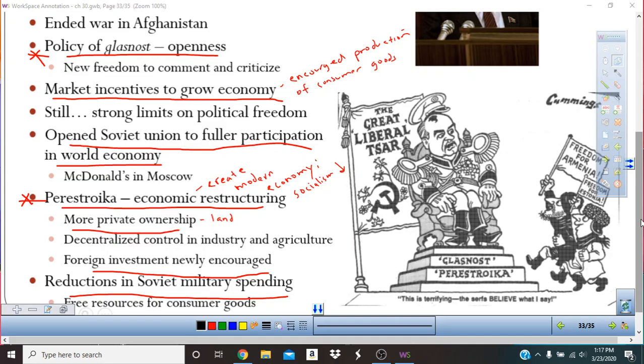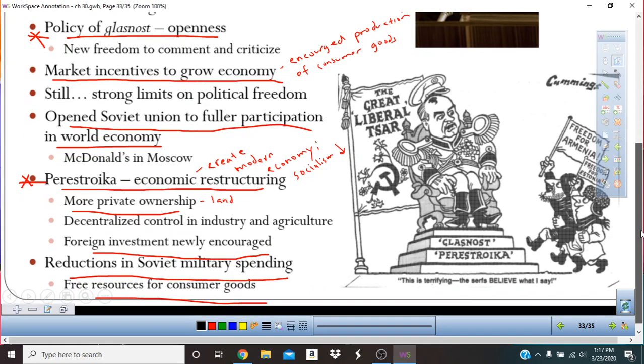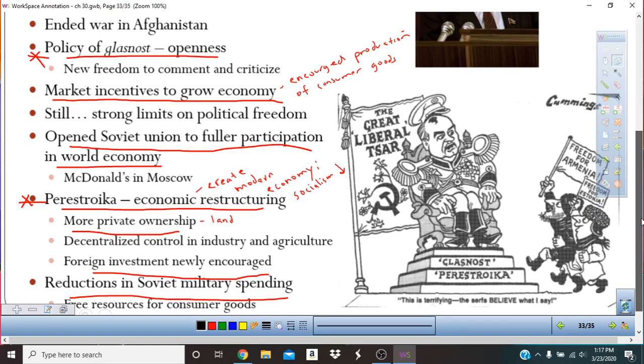And perestroika was a lot like the New Economic Policy that Lenin did, which allowed private ownership of land, also encouraged private ownership of factories and farms and that kind of stuff, encouraged foreign investment, allowed the British, the French, the Americans to come in and invest into the country. And also Gorbachev will have reductions in Soviet military spending so they can spend money in other areas. Even though these changes come in, it's not going to save the country.